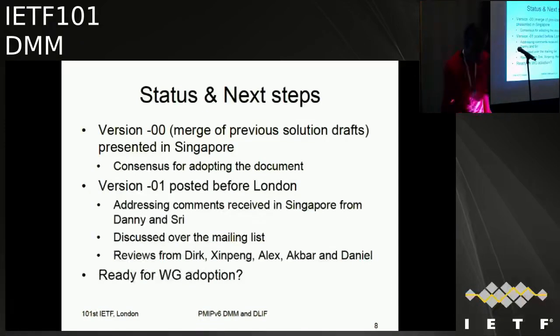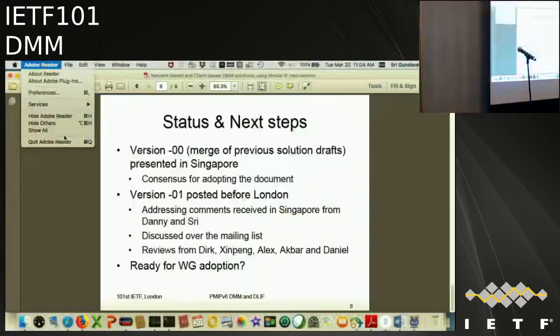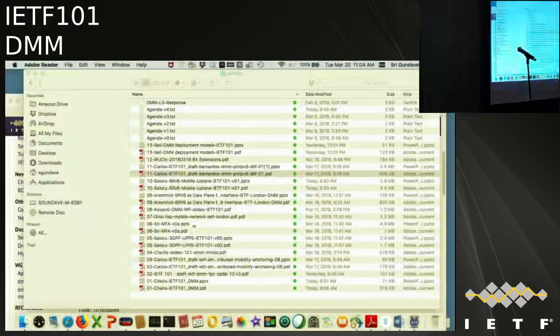Next is Wuchi's RA extensions for on-demand mobility. This is based on a 3GPP requirement. Wuchi, you may have to rush it up. My apologies, but.